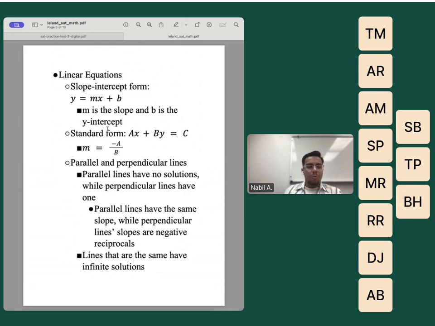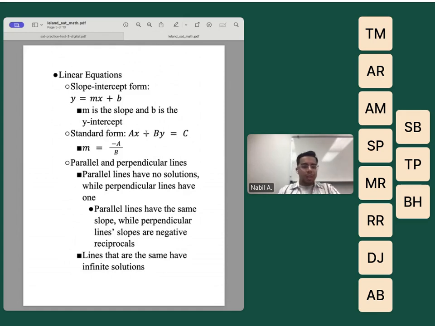And what does the y-intercept mean? Well, the y-intercept is whenever the expression or the graph crosses the y-axis at x equals 0. Whatever the y value is whenever x is equal to 0, that is the y-intercept.